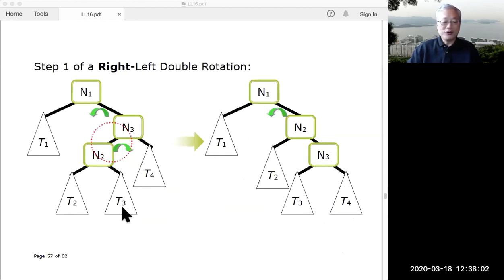So here, let me again show you all the details. When we do a right-left double rotation, here we first do a right rotation. After the right rotation, we get this tree. N2 is up, N3 is on the right. So N2 brings T2 up here, and then N3 will be down, so T4 is here. How about T3? T3 will now become the left subtree of N3.